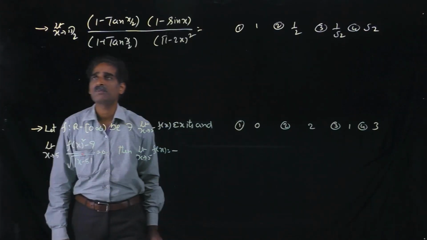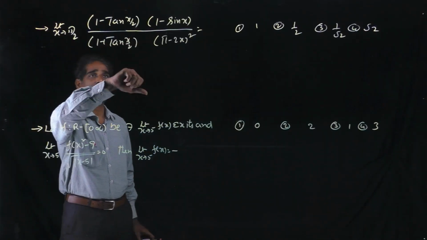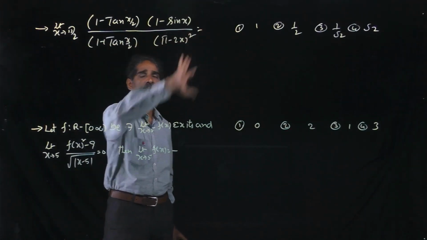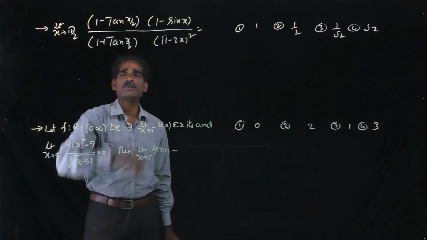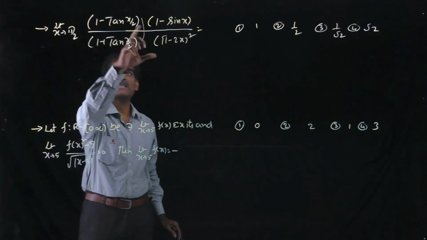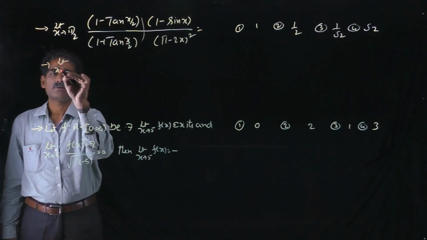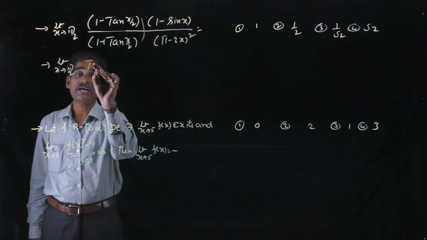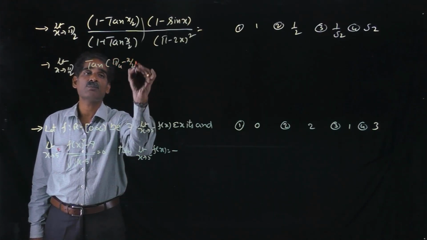Okay, see this problem: limit x tends to pi by 2, (1 minus tan x by 2) into (1 minus sin x) by (1 plus tan x by 2) into (pi minus 2x) whole square. If you apply the limit, we are getting 0 by 0 form. At the same time, just observe these two terms: 1 minus tan theta by 1 plus tan theta. Here we can write 1 minus tan theta by 1 plus tan theta means tan of (pi by 4 minus theta). That means pi by 4 minus x by 2.